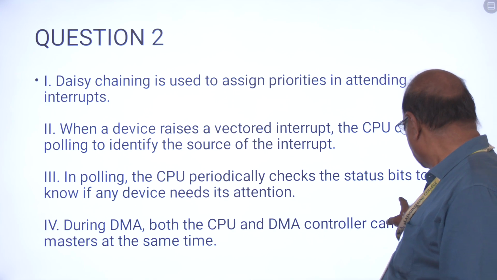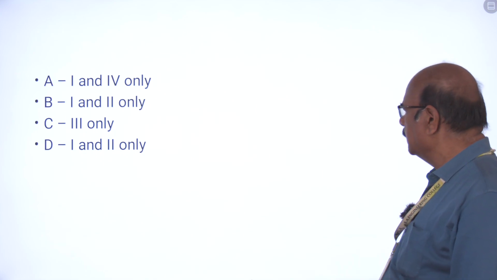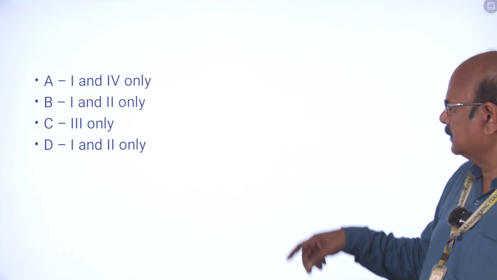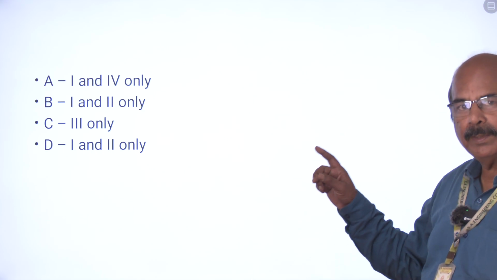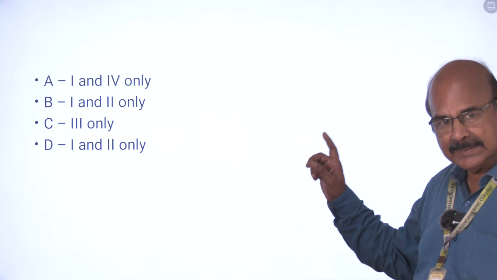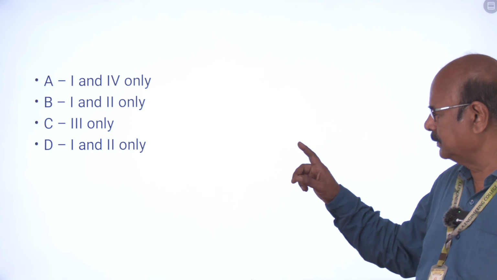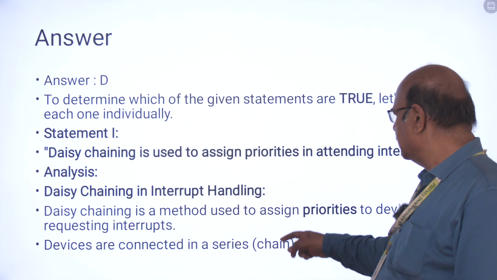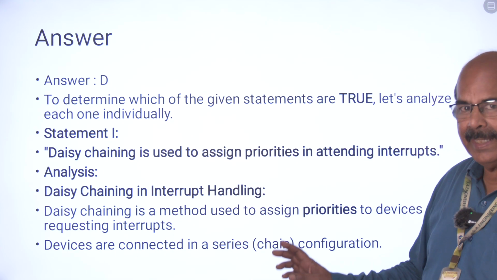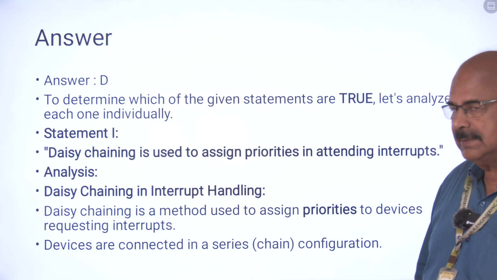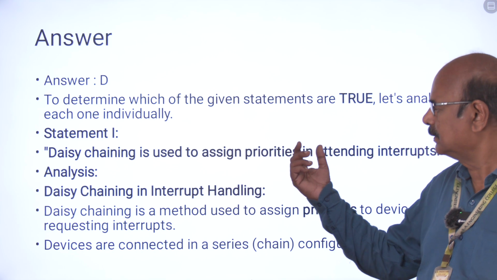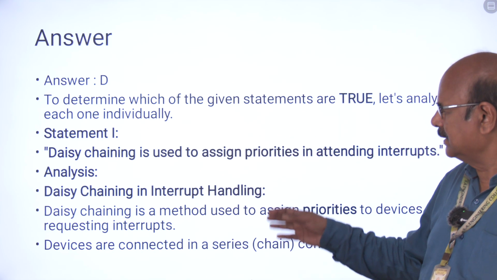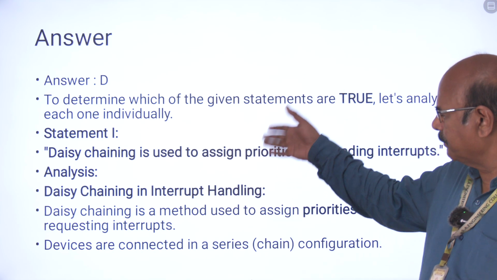Let us see the question here. What are the options? 1 and 4 only, 1 and 2 only, 3 only, and option D is 1 and 3 only. Let us see what the answer is. The answer is D. Why are we selecting answer D? Before discussing that, we will see the statements.